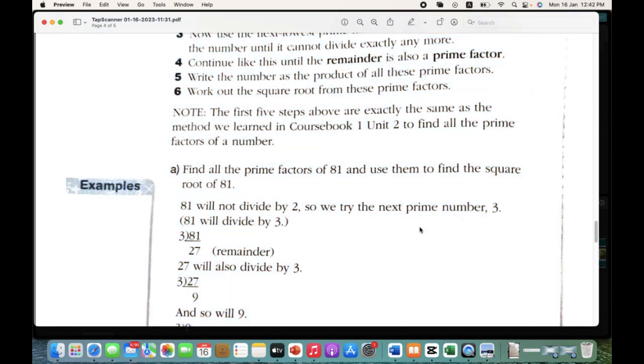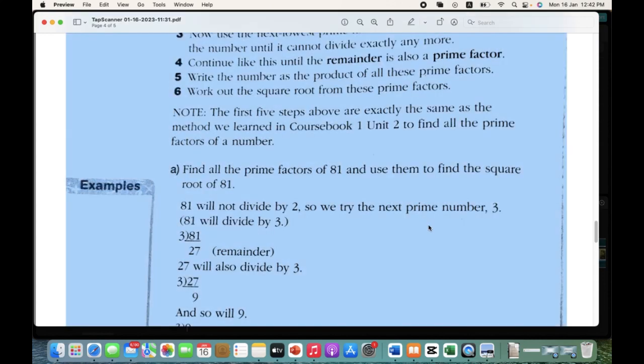So 81, when you break it down, you say 3 goes into 81, you get 27, right? You write 81 like you are doing division. 3 goes into 81, you get 27. 3 goes into 27, you get 9. 3 goes into 9, you get 3. 3 goes into 3, you get 1. Meaning my factors are 3 times 3 times 3 times 3.